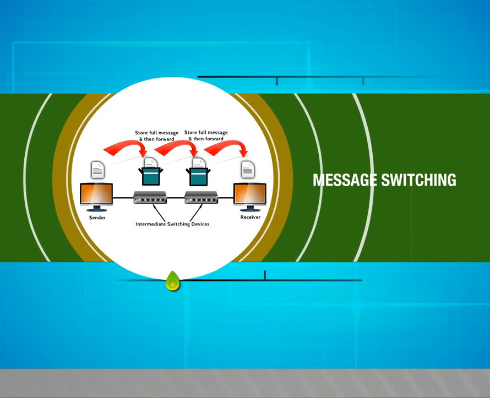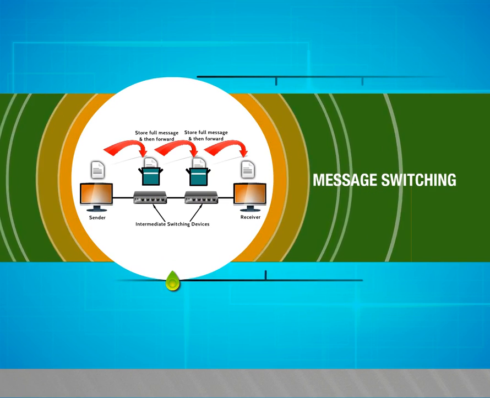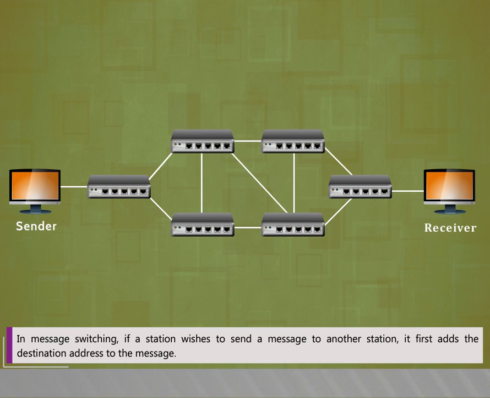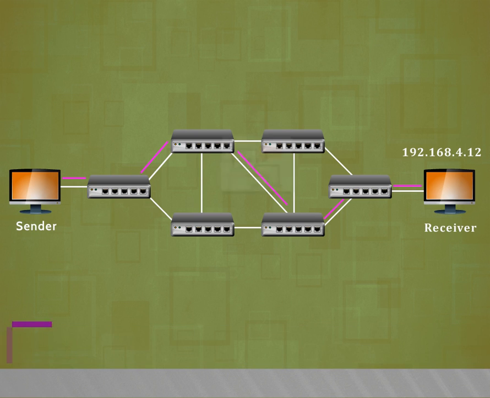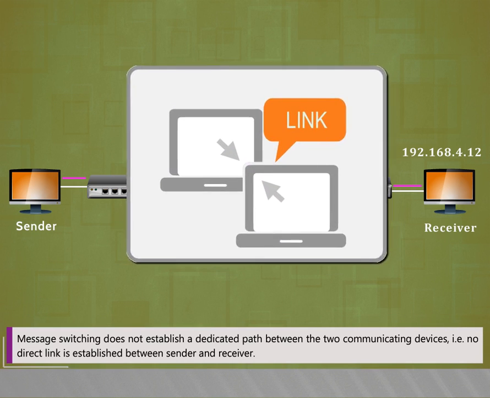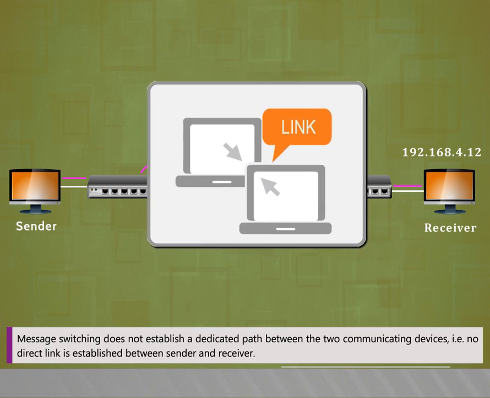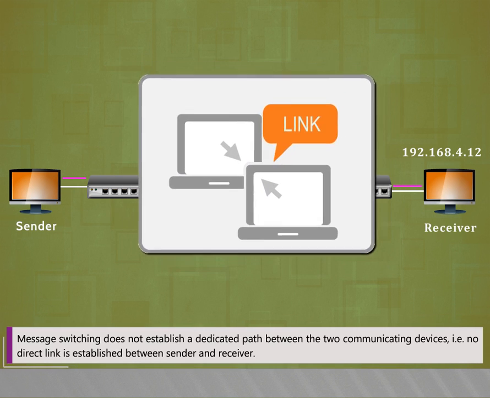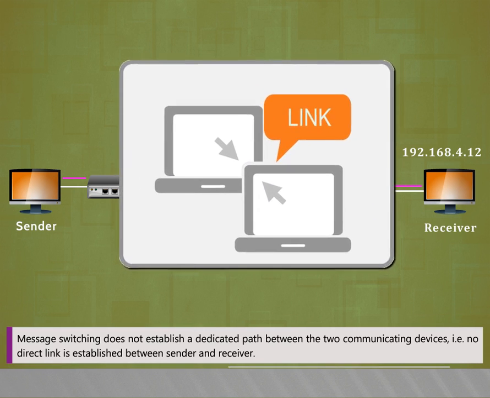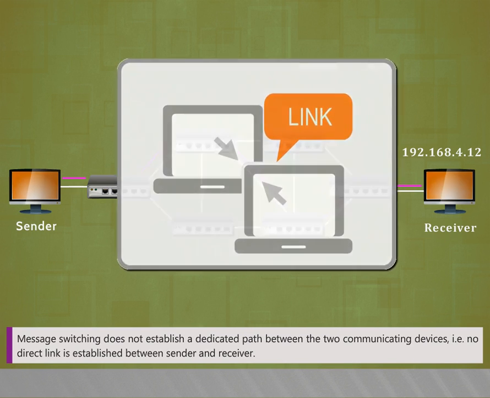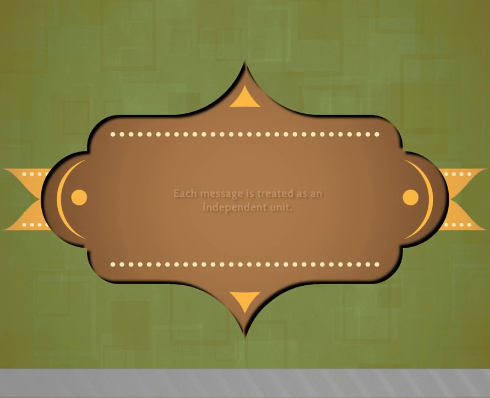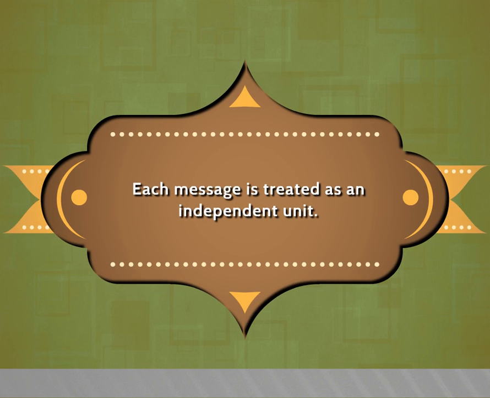Message switching. In this video, we are going to see about message switching. In message switching, if a station wishes to send a message to another station, it first adds the destination address to the message. Message switching does not establish a dedicated path between the two communicating devices, that is, no direct link is established between sender and receiver. Each message is treated as an independent unit.